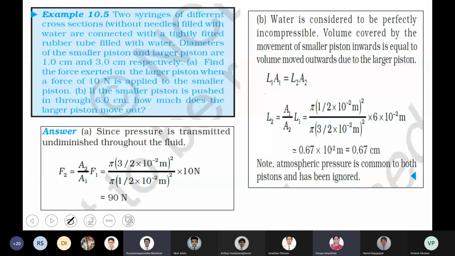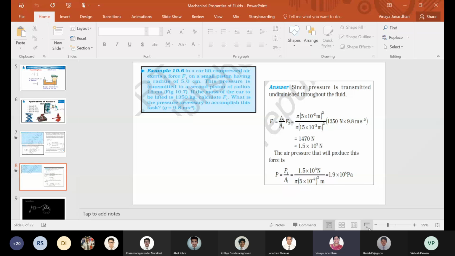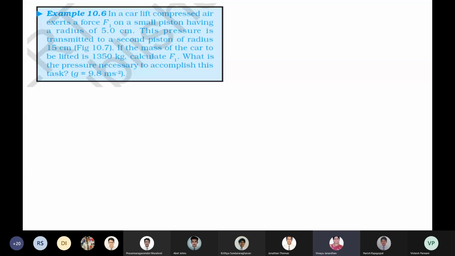It's your textbook numerical, boys. So worked out. The next one, you better draw a diagram, boys. You should have a rough diagram. Now, can you see the slide? Can you see the slides, boys? Yes, ma'am, we can see.